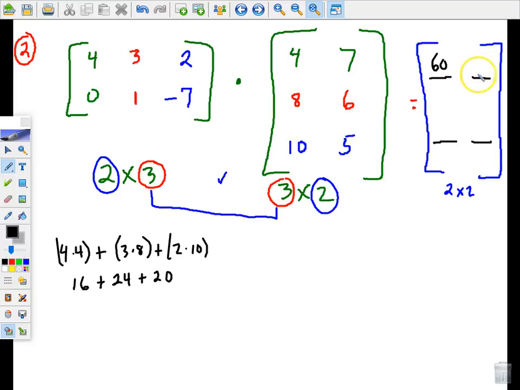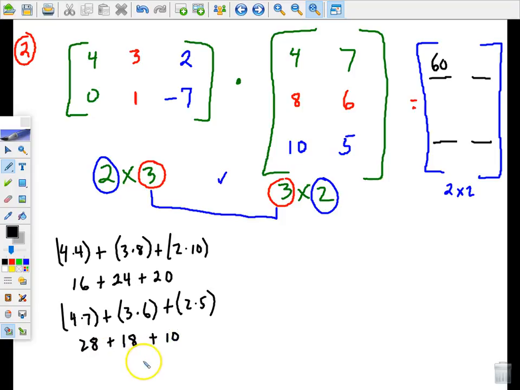Okay, now let's work on row 1, column 2. To get this, I'm going to have to use row 1 from the left matrix times column 2 on the right. So just match them up. Green times green, 4 times 7, plus 3 times 6, plus 2 times 5. All right, 28 plus 18 plus 10. 28 plus 18 is 46, plus 10 is 56.